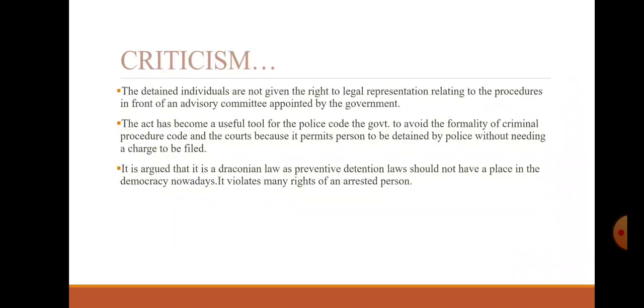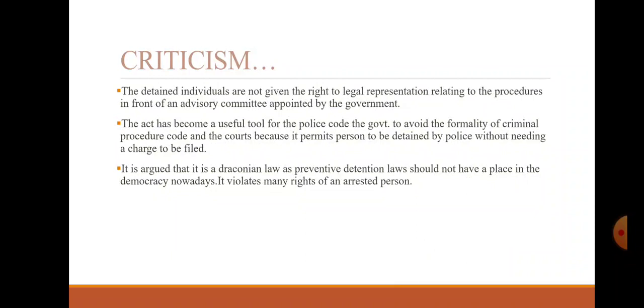Now coming to the criticism. The first thing is that a prisoner is provided with certain rights, but under this Act the detained individuals are not given the right to legal representation relating to procedures in front of an advisory committee appointed by the government. Second, the detained person has to be presented before the magistrate within 24 hours, but in this Act there is no such provision. The Act has also become a useful tool for the police to avoid the formalities of the Criminal Procedure Code and the court, because it permits the person to be detained by the police without the need for a charge to be filed.